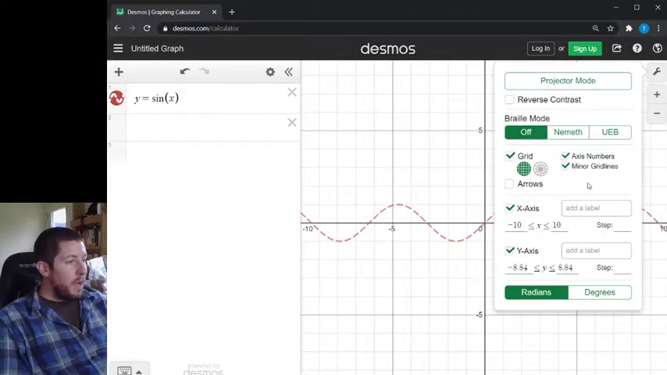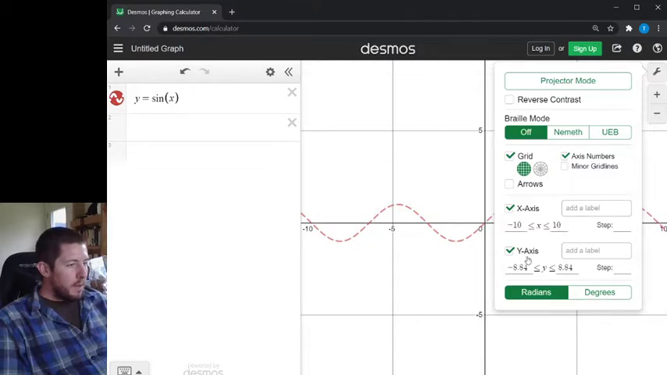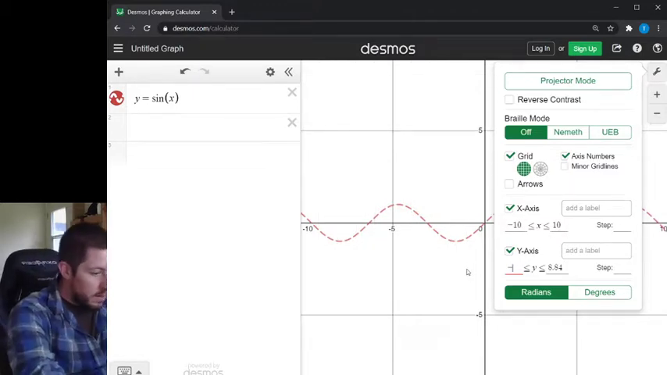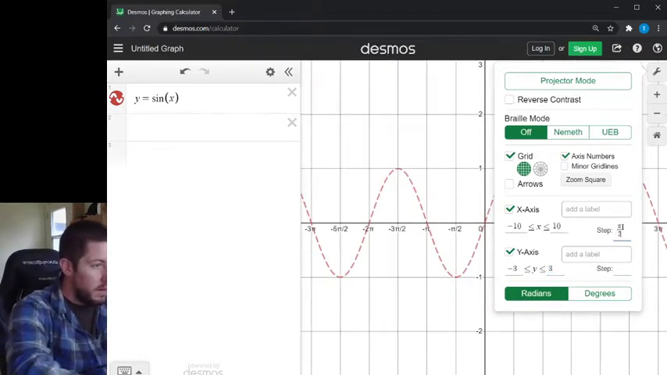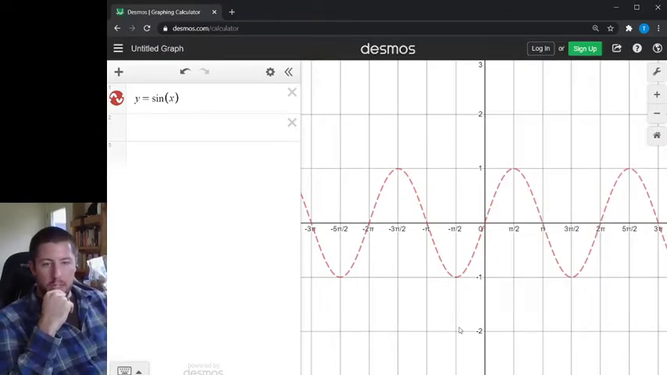Let me change my viewing. Let's get rid of these minor grid lines. Let's make our y-axis be more reasonable right here. And let's make our x steps be something that we actually want to see, like our pi halves. Okay, now we're looking at a trig graph right here.